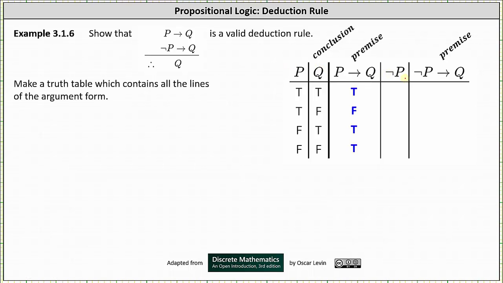Not P is false when P is true, and not P is true when P is false. The column for not P is false, false, true, true.